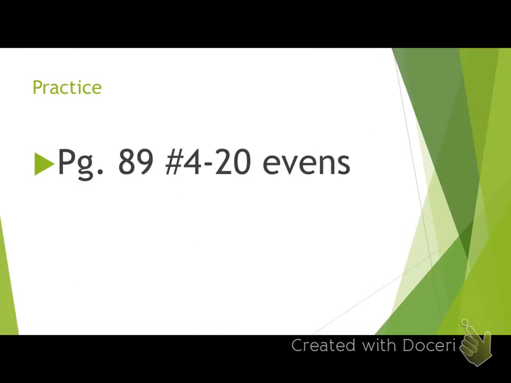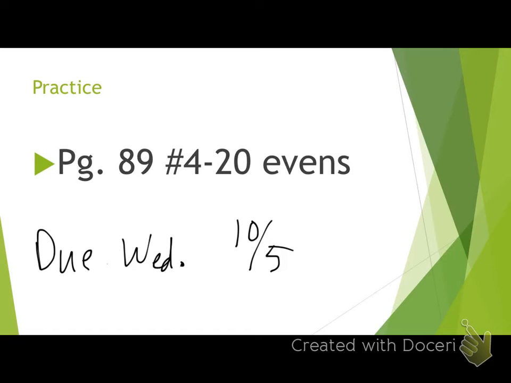Okay. Here's our assignment. Page 89, numbers 4 through 20 evens. It's like 9 problems, I think. Not bad. This will be due Wednesday. What's today? I've got to update my calendar. Today's the 3rd, so it's due Wednesday, October 5th on Canvas.